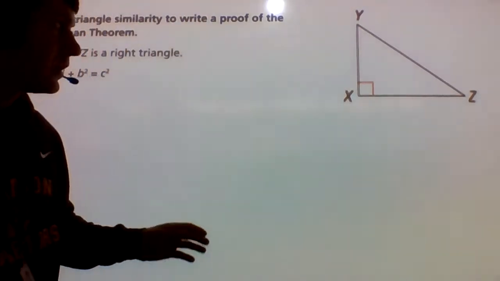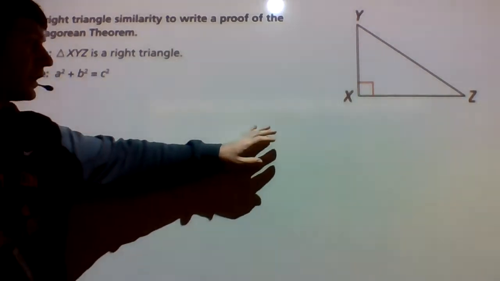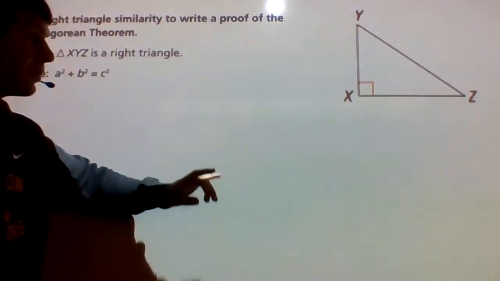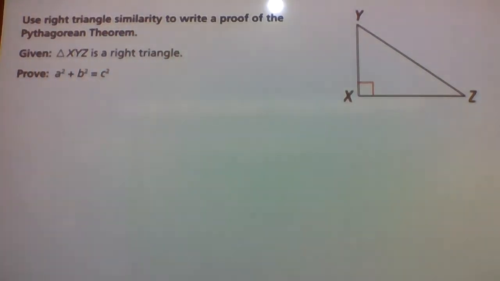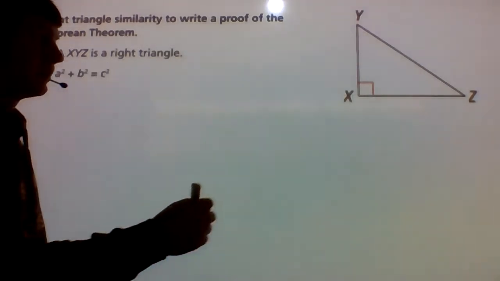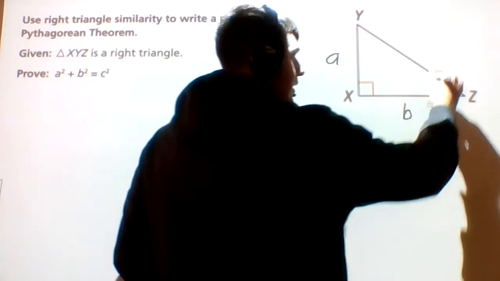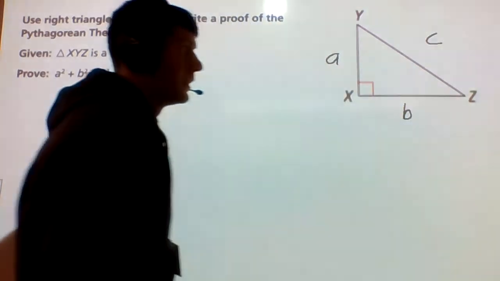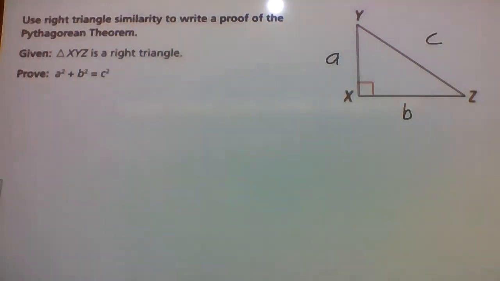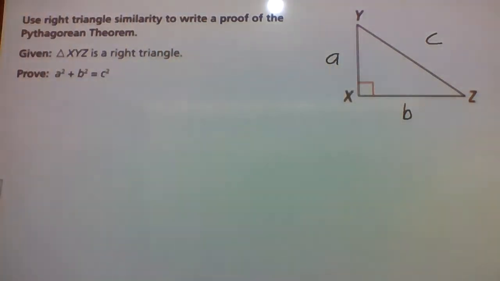All right, example one wanted us to use right triangle similarity to write a proof of the Pythagorean theorem. So we're given that triangle XYZ here is a right triangle, and we want to prove that a squared plus b squared equals c squared. So we probably need to put that in as well. The two legs are the a and the b, and then your hypotenuse is your c. Okay, so we want to prove that a squared plus b squared equals c squared.